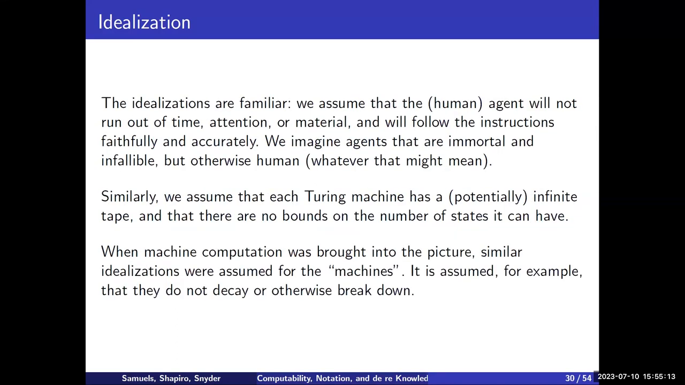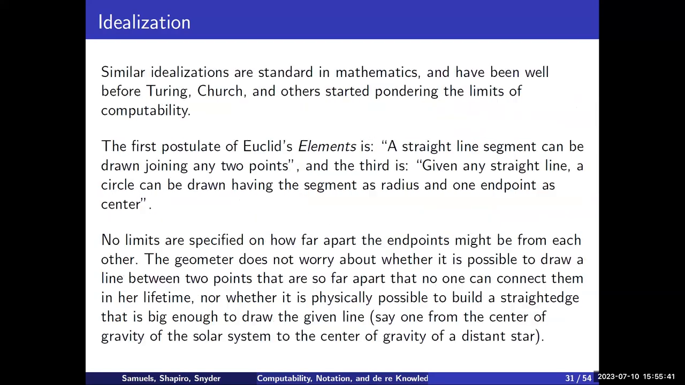Right. The idealizations are familiar. We assume that the human agent will not run out of time, attention, or material, and will follow the instructions faithfully and accurately. We imagine that agents are immortal and infallible, but otherwise human. Again, as Kripke might have noted in the Kripkenstein book, whatever that might mean, right? Similarly, we assume that each Turing machine has a potentially infinite tape and that there are no bounds on the number of states it can have. There were similar idealizations when machine computation was brought into the picture.